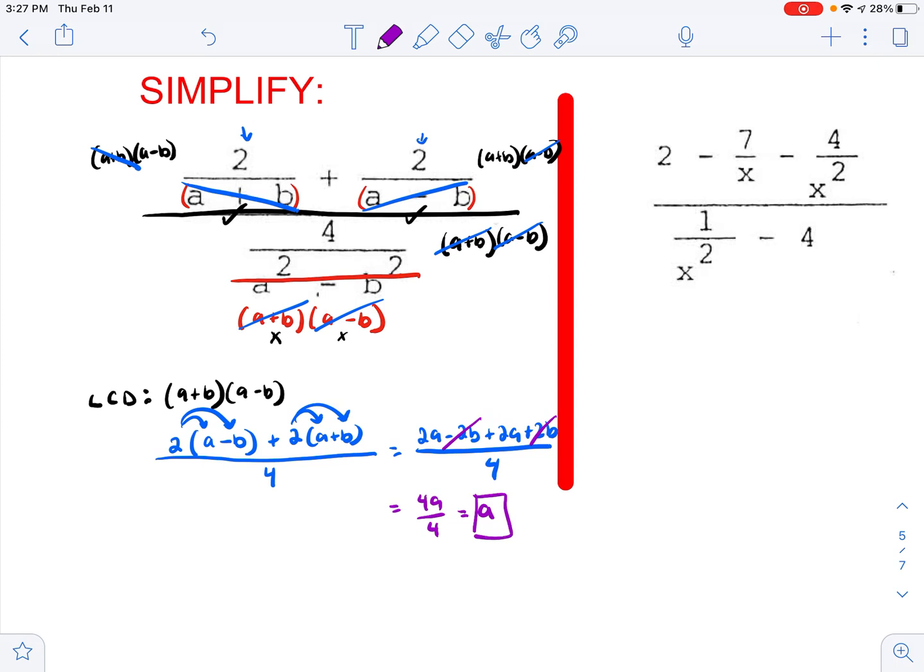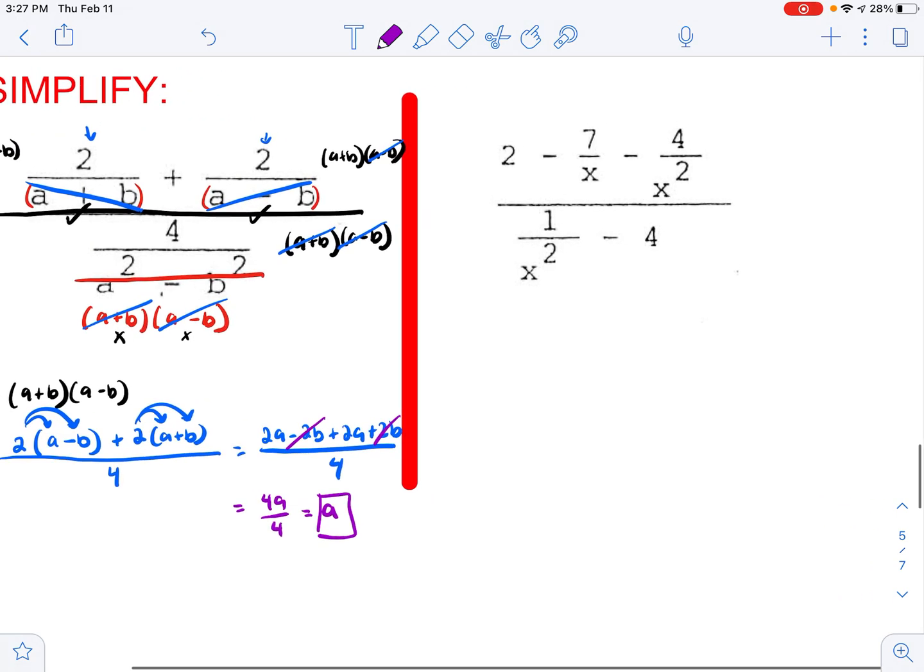So our final answer after all that work is just a. Okay? So take a second to try the last one. Pause the video for a minute or so. Get your thoughts together. Remember, multiplying by the LCD, and then canceling out, and then simplifying. When you're done, unpause it and check your work.